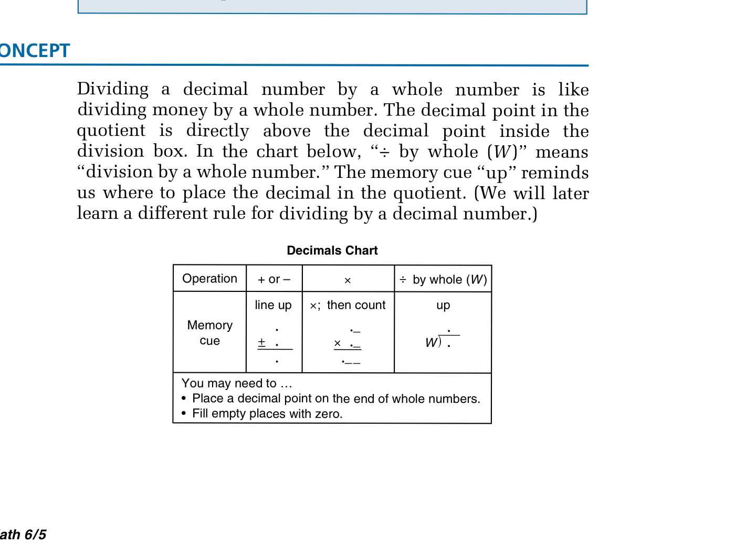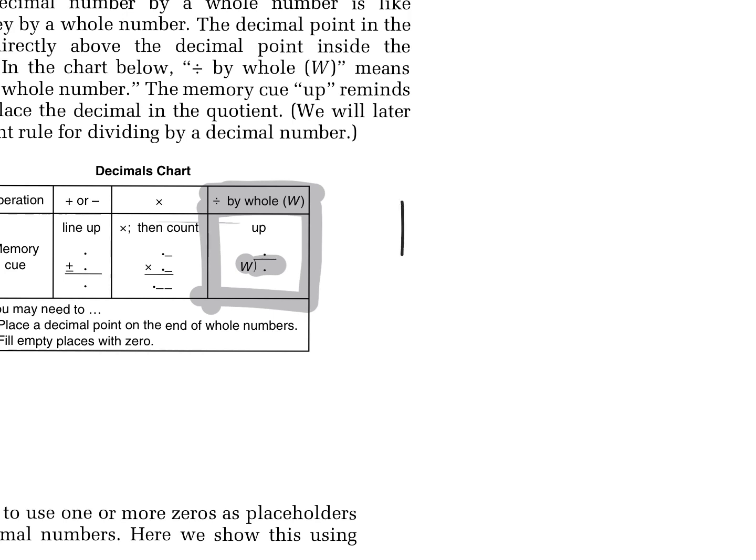So right here, our memory cue: we're going to line up the decimals. Memory cue, right here, when we divide by a whole. So our whole number is the W, and then we have our decimal, and our decimal is going to line up. So for instance, I'm going to give you an example. If I have 10 divided by 4 and 5/10, I would place that decimal right above. That's where my decimal is going to be for my answer.